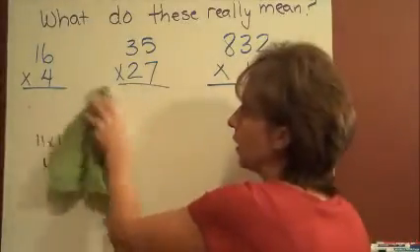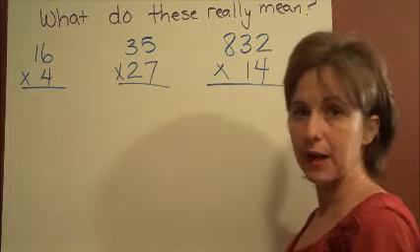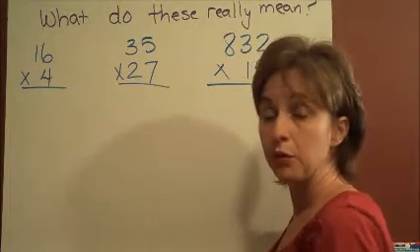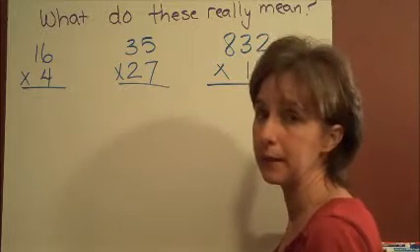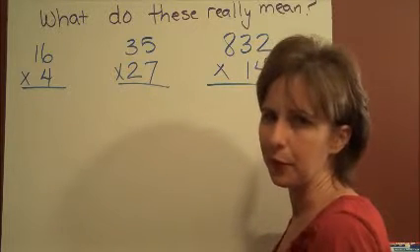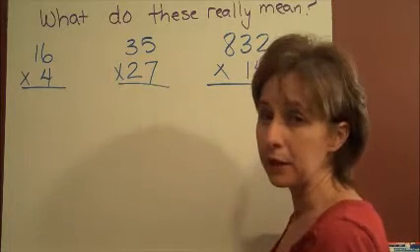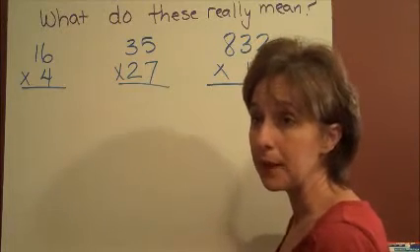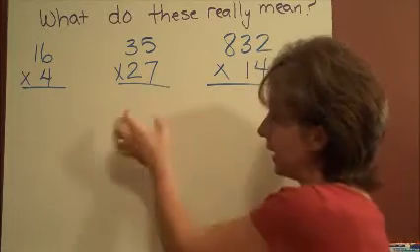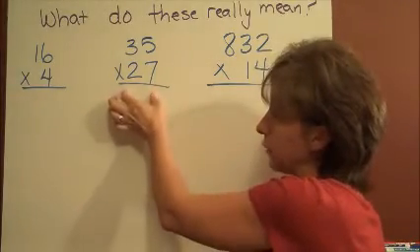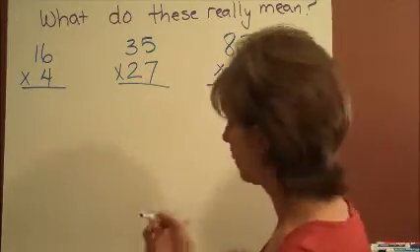So, what does 35 times 27 really mean? 35 groups of 27. Definitely not something I want to do repeated addition with. But maybe I could use the distributive property, or maybe I could break this apart to help me figure out that I would have to do 27 groups of 5 and 27 groups of 30.